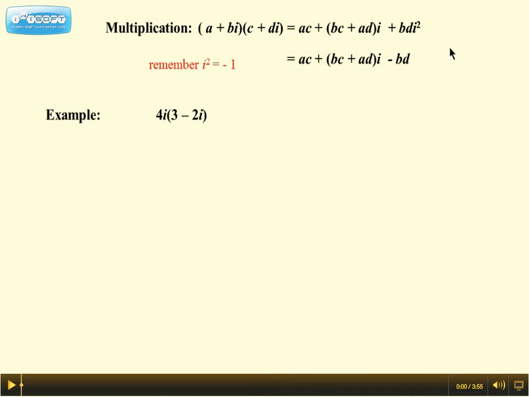Our first example, we have 4i times 3 minus 2i. We distribute the 4i. So 4i times 3 minus 4i times 2i. We have 12i minus 8i squared. Remembering that i squared equals -1, we have 8 plus 12i.